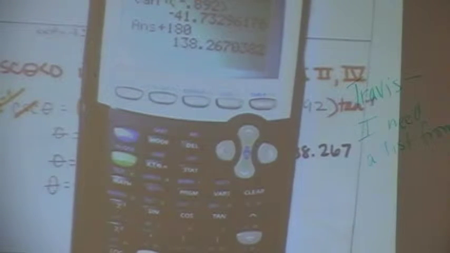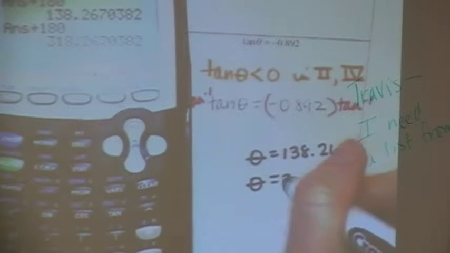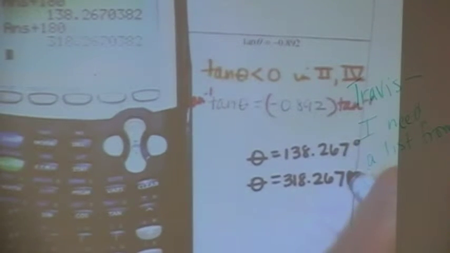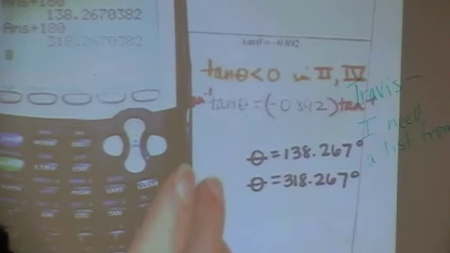And then with tangent, the only thing you can do is add or subtract 180. So I'll add 180 again. And that gets me 318. What quadrant is that in? 4. That's it. Those are your two angles because you've got one of them in quadrant 2 and one in quadrant 4. Everybody good? Yes. Not so bad, right?